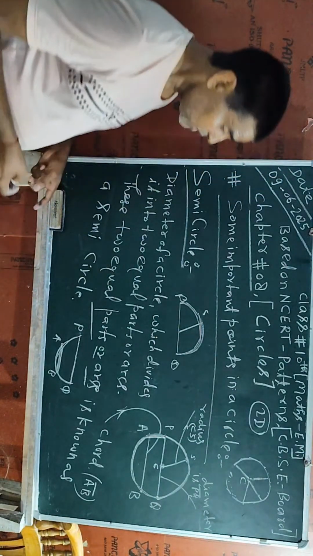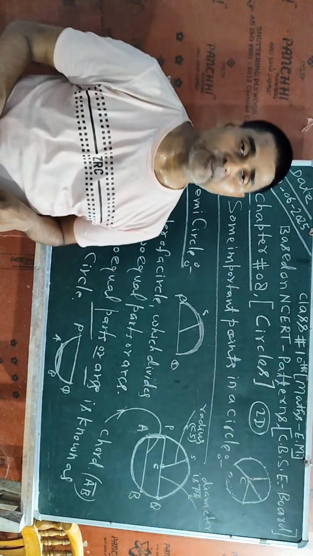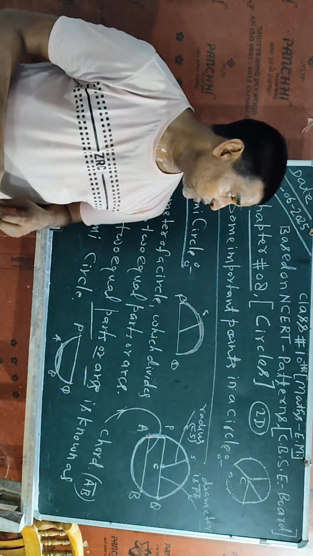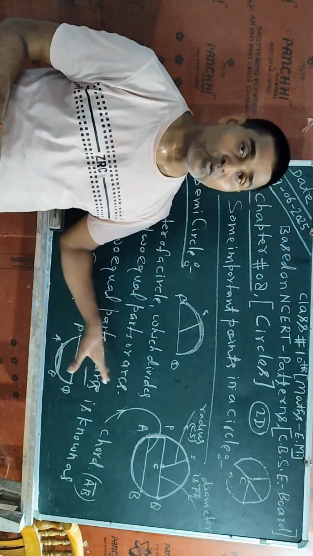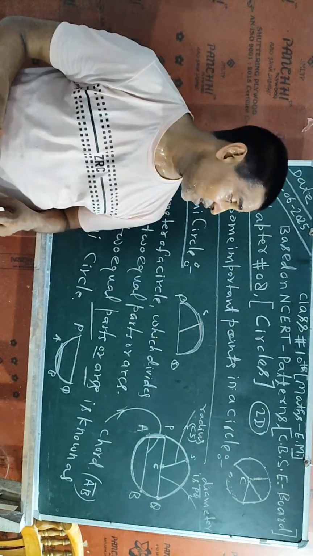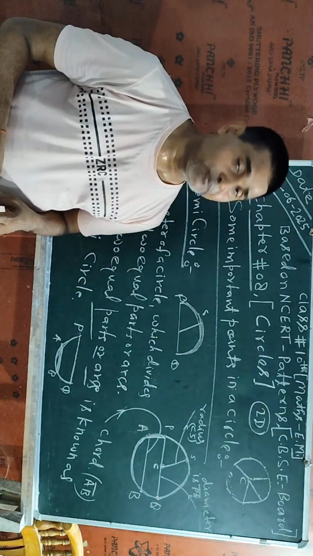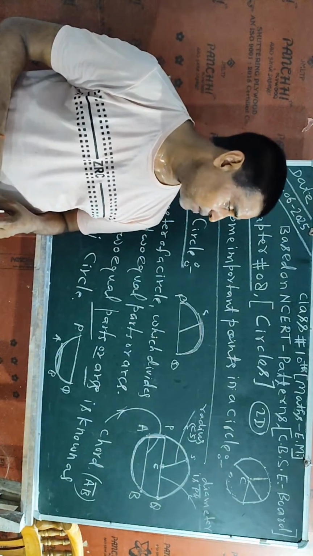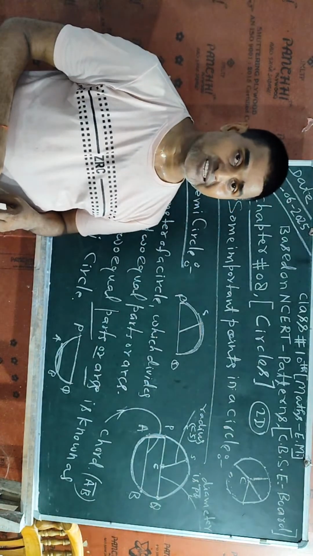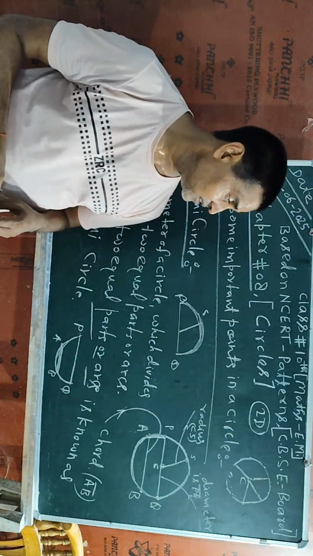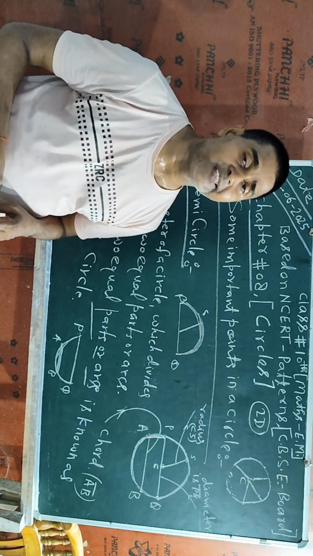Now further I am going to erase this topic, and after erasing it I will explain about the segment. What is the region of a minor segment? I will also explain the major segment and the region of the major segment. After that I will explain the sector of the circle. There are two types of sector: the minor sector and the major sector.